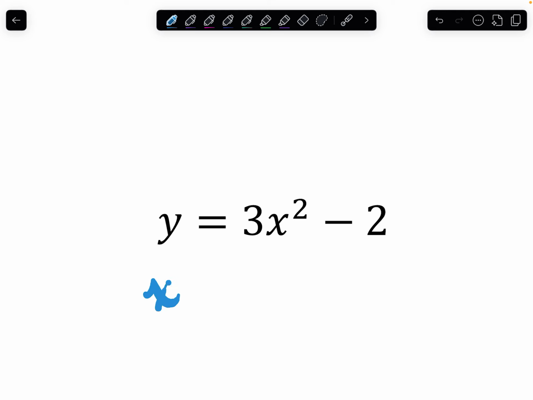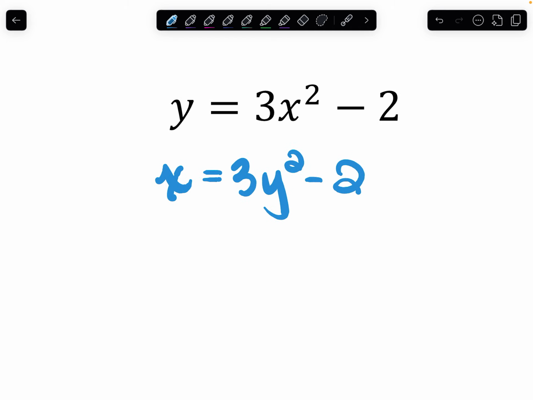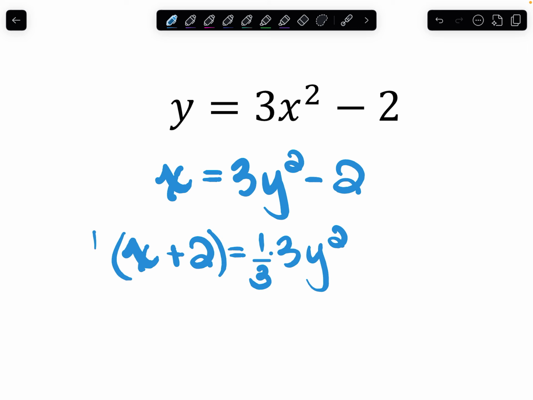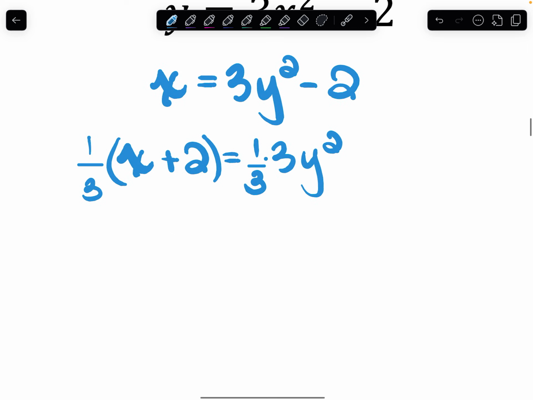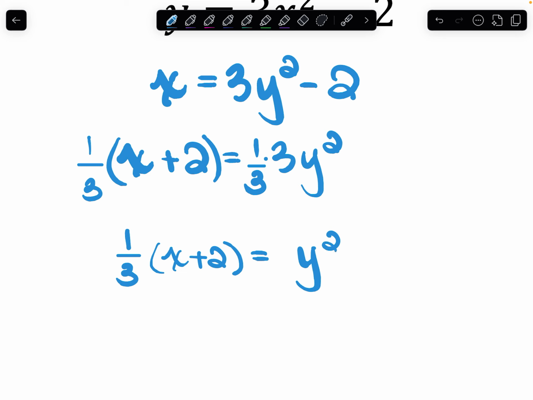So for the inverse of the relation, switch x and y and resolve. I'm going to rewrite this as x equals 3y squared minus 2. Our goal is to get y by itself, so this is solving a quadratic equation. I'm going to add 2 to both sides. Then divide by 3 or multiply by 1/3. I don't want to deal with a square root in a division bar, so I'm going to multiply by the reciprocal, 1/3, instead. So we have 1/3 times the quantity x plus 2 equals y squared.